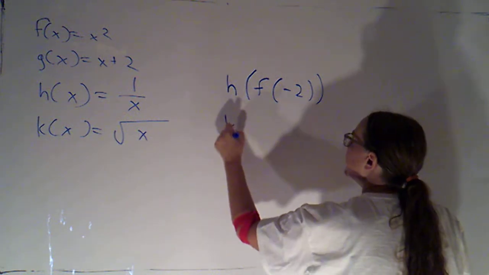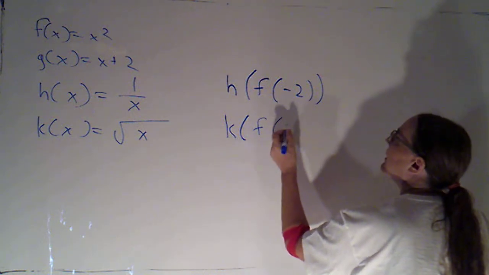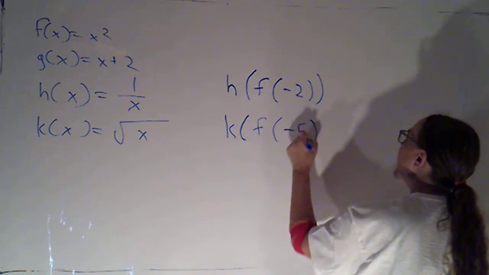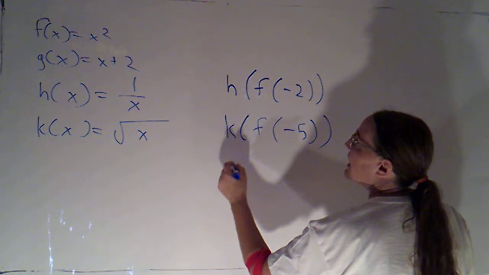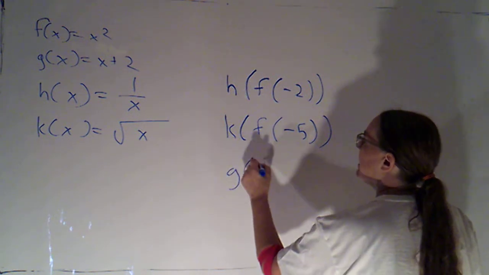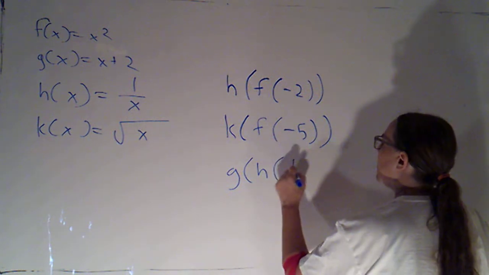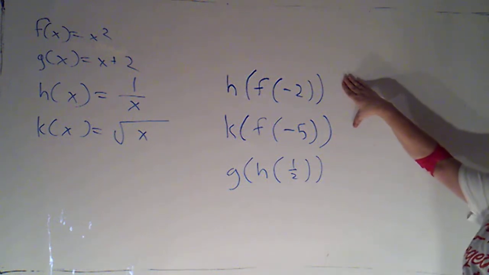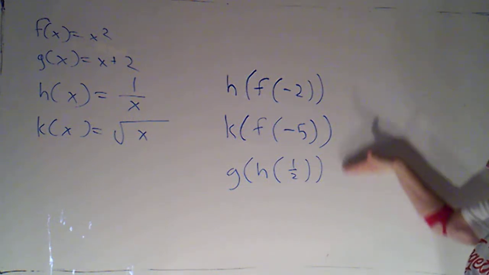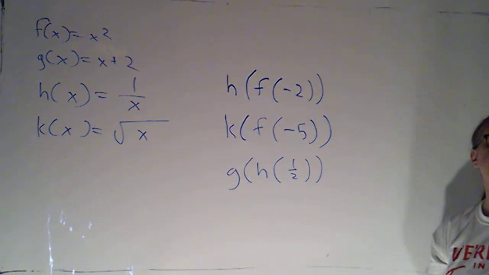Okay. So what I'd like you to do is evaluate for me h of f of -2, and k of f of -5, and let's see, g of h of 1/2. Okay. So go ahead and pause this video, work these 3 problems out. We'll start at the beginning of the next section by going over these 3 problems together.